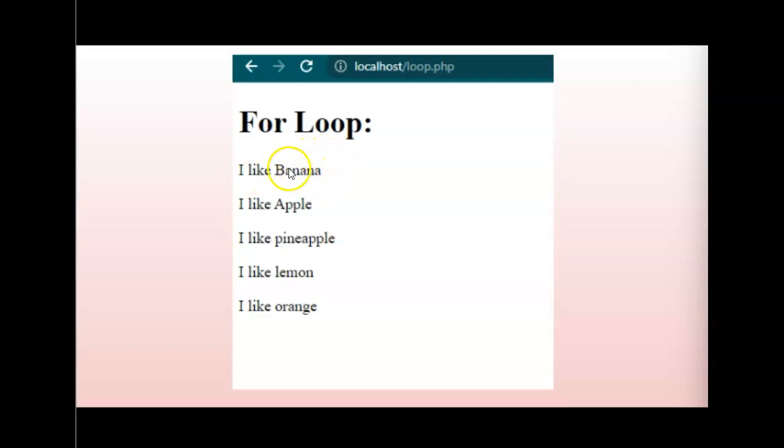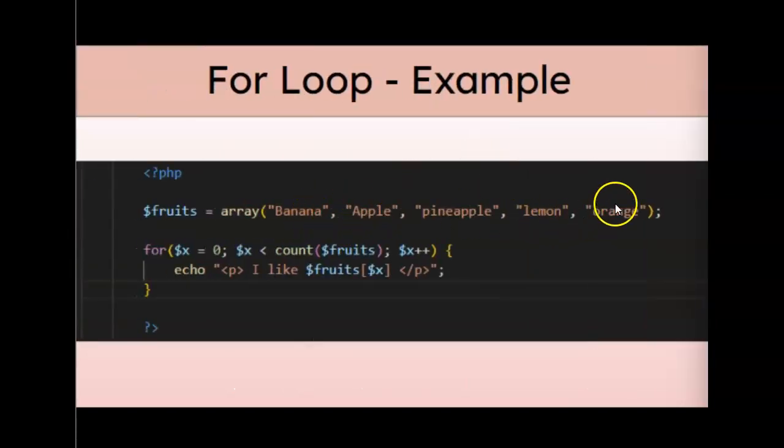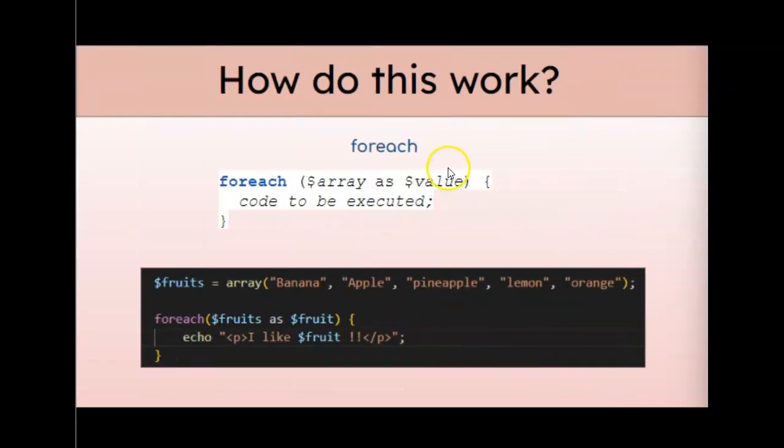And this is the result. As we can see, it has printed each element inside the array, starting with banana and finishing with orange. But in this case, the foreach loop is more useful and designed specifically for working with arrays. Let me show you how the syntax of this loop works.